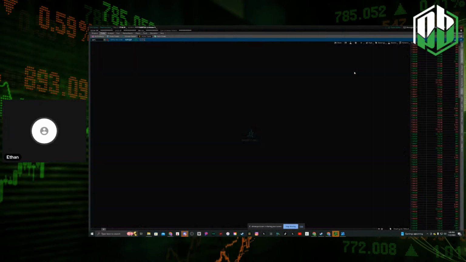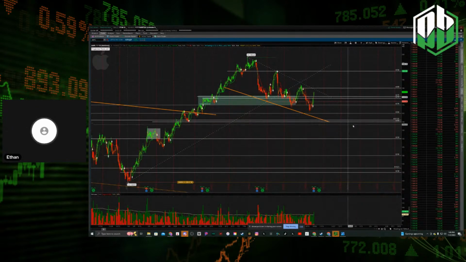But back to what I was saying about how you can have those trend lines that are kind of diagonal and not just horizontal.